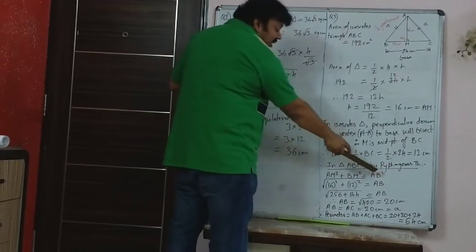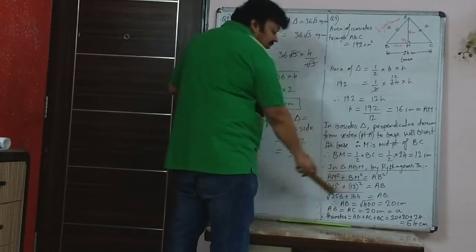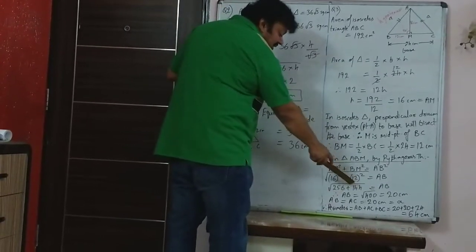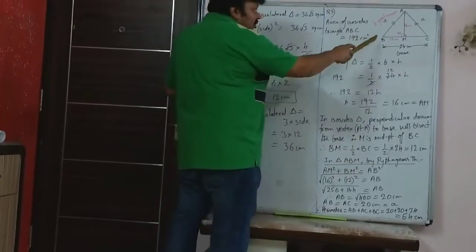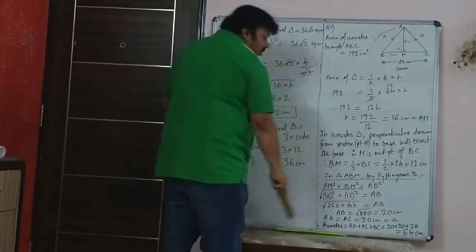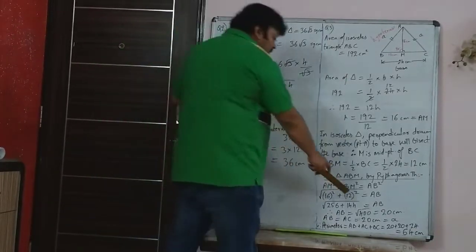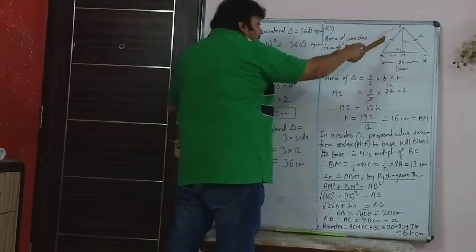Because to find AB, you have to take the root of both the sides. So root of AB squared will be AB, and this side I have taken the under root. So 256 plus 144 is 400. So AB is root of 400 and square root of 400 is 20. So you have 20 centimeter as side AB.